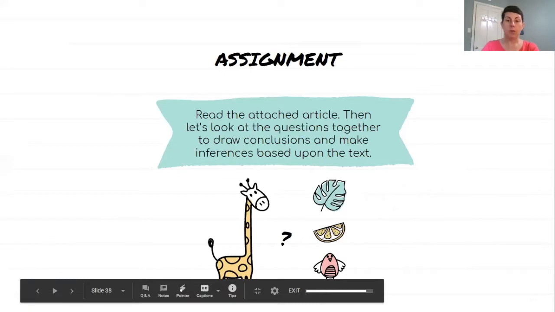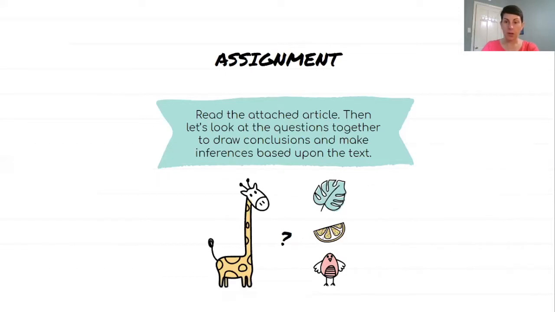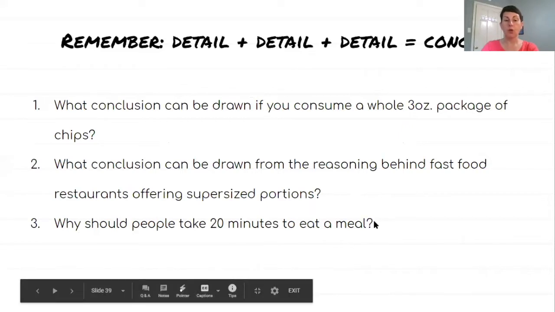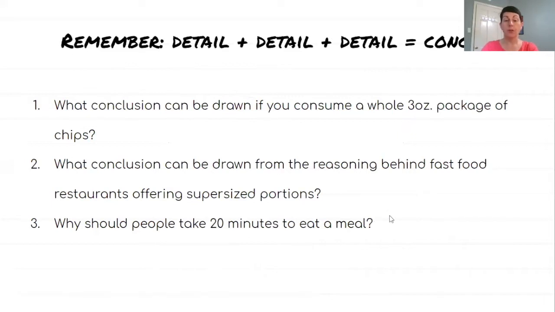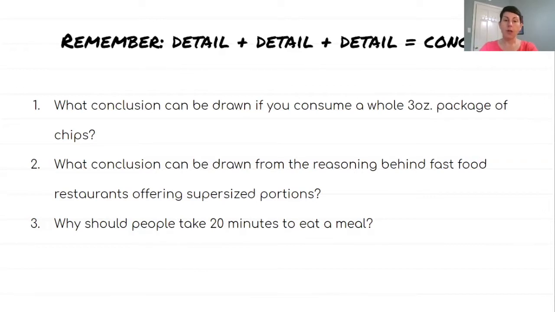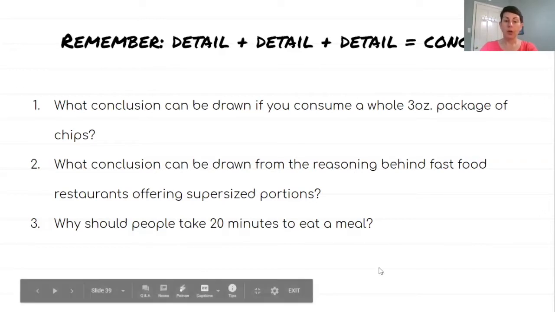As you're thinking about reading the text, I would like you to think about these questions. What conclusion can be drawn if you consume a whole 3-ounce package of chips? What conclusion can be drawn from the reasoning behind fast food restaurants offering supersized portions? And why should people take 20 minutes to eat a meal? Think about these 3 questions and set this as your purpose for reading. Pause the video, read the article on your own, and come back once you're finished.